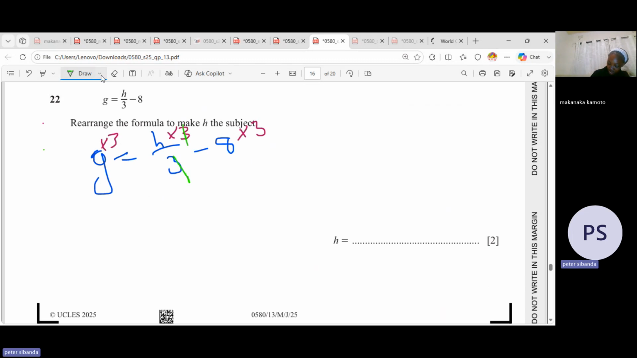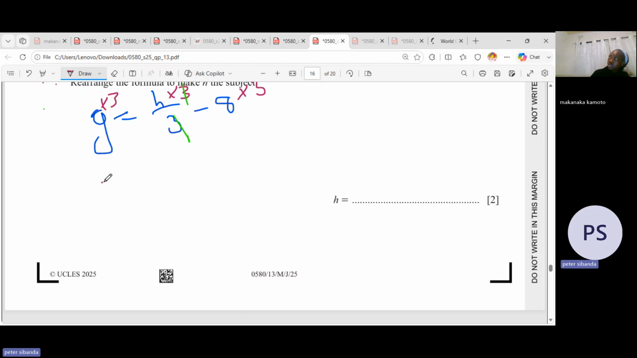And then at the end of the day, g times 3, 3g equals h minus 8 times 3, 24. This is where we are. What do you think is the next step now? The next step is to... We are almost there. We want h to remain alone. Remember, that's our goal.